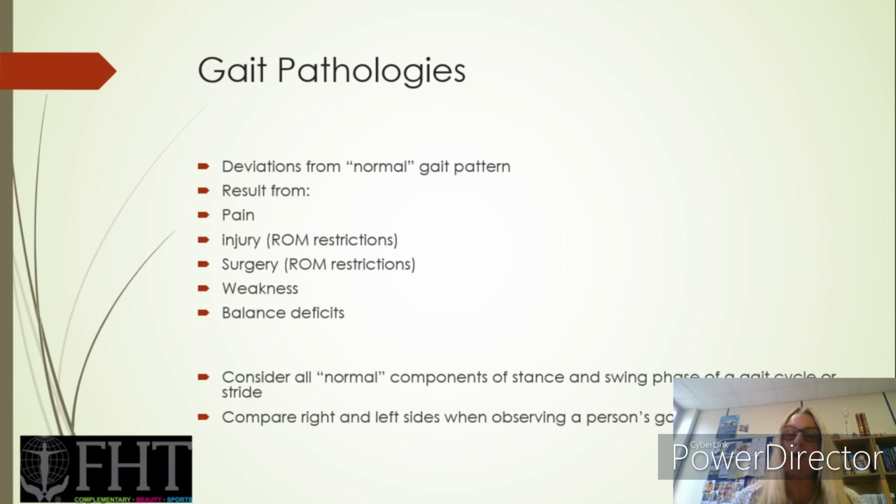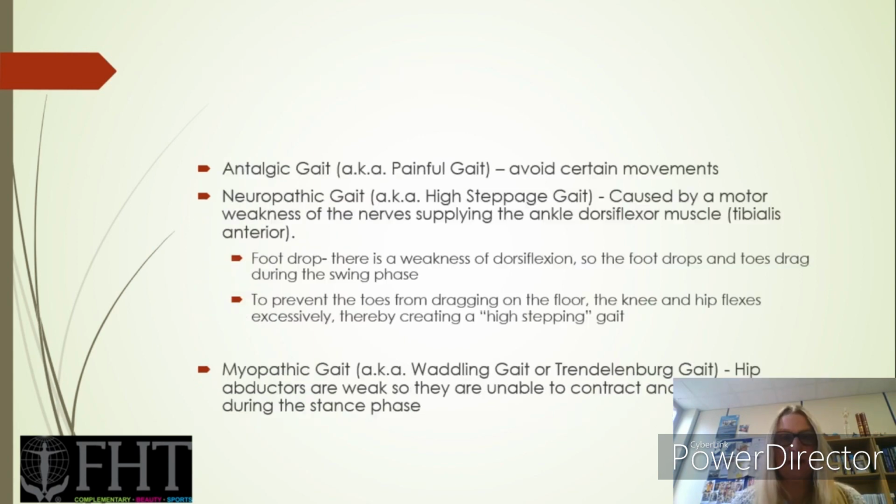With injury and surgery, we have ROM restrictions. For example, if we have a restriction in dorsiflexion, that will then impact on gait. We might have weaknesses of certain muscle groups, and we might have balance deficits as well. When we consider all normal components of the stance and swing phase of a gait cycle or stride, we need to look at those, know what is normal and what isn't normal, and what is causing it. We normally compare left and right sides when we're observing a person's gait pattern. And on the RS FootScanner, we will see right and left foot, both statically and dynamically.